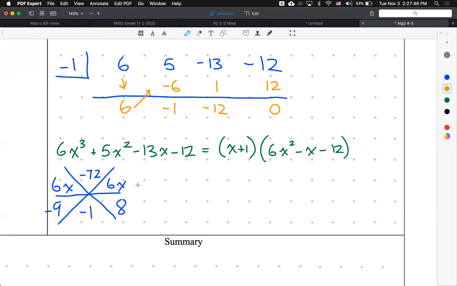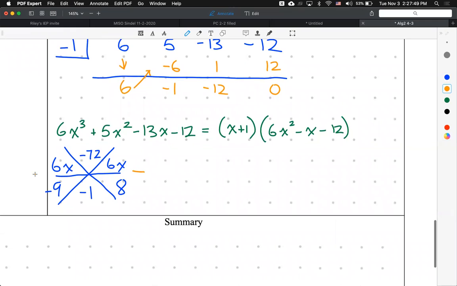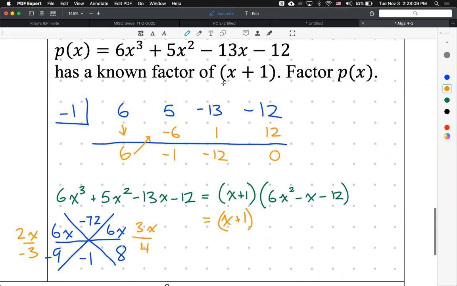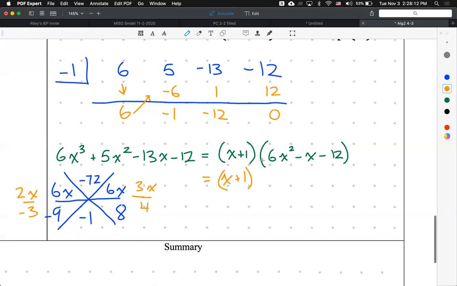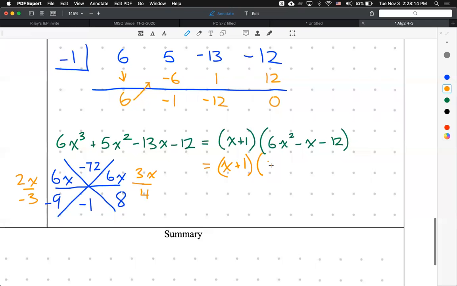Then I need to reduce. So the numerator and denominator of our fractions can both be divided by 3 on the left here. So I can get a 2x and a negative 3. Divide the numerator and denominator here by 2, and I get a 3x and a 4, which means my final answer over here, I still have that x plus 1, which was factored out from the very beginning. It told us part of the answer right here in the problem. But what's left over is also this 2x minus 3 and this 3x plus 4. And we have our final answer. I'll box it.